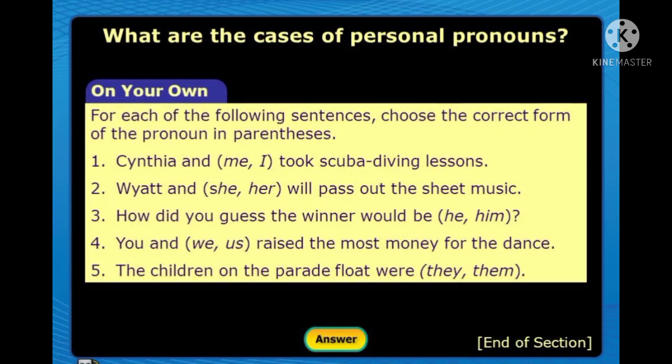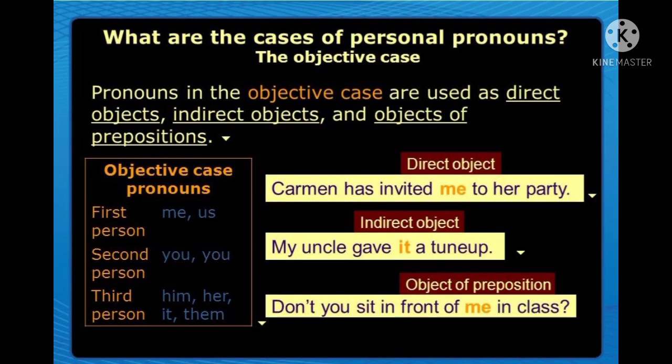Answer the following. For each of the following sentences, choose the correct form of the pronoun in parentheses. Pronouns in the objective case are used as direct objects, indirect objects, and objects of prepositions. Example: Carmen has invited me to her party. Me is the direct object.